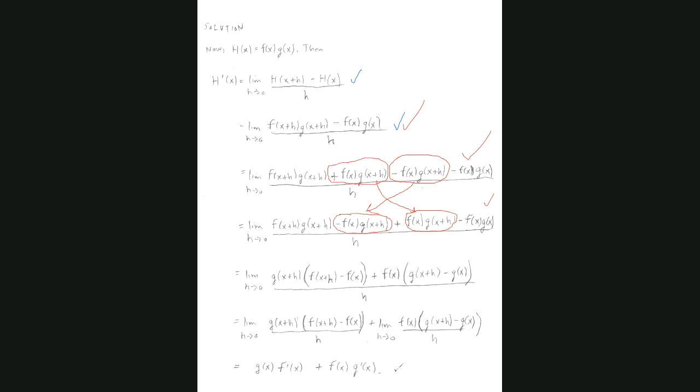for that expression there, I can factor out the g of x plus h from both terms. It's a common factor. And so I can write this expression in the blue box as g of x plus h times f of x plus h minus f of x.